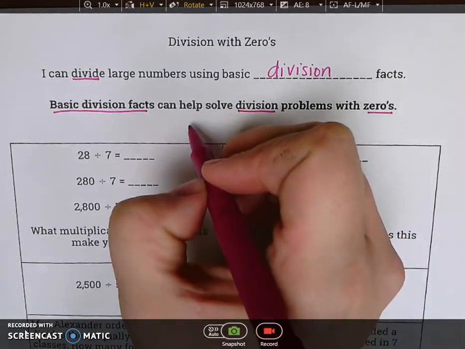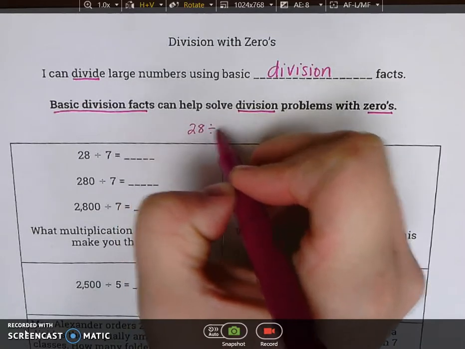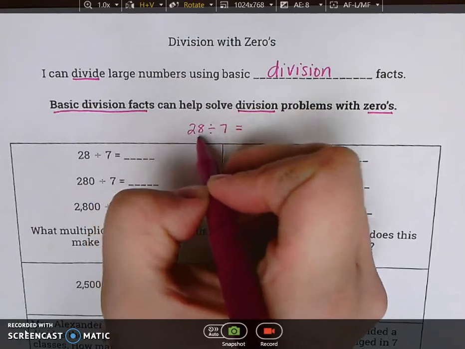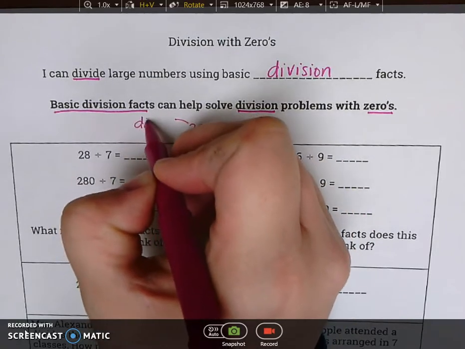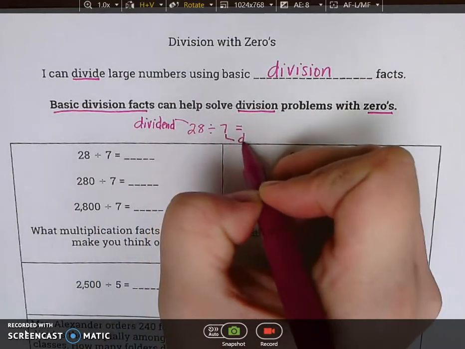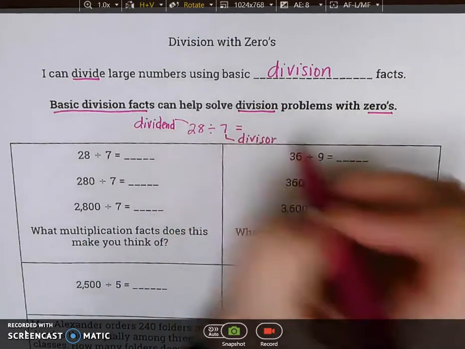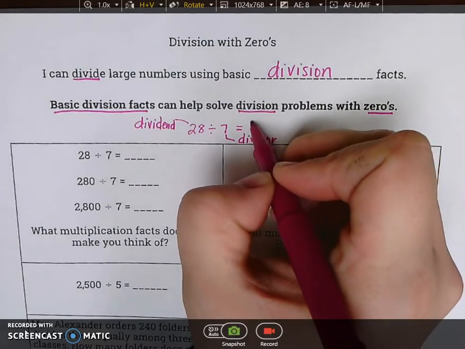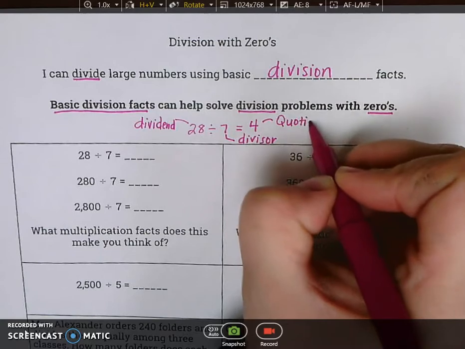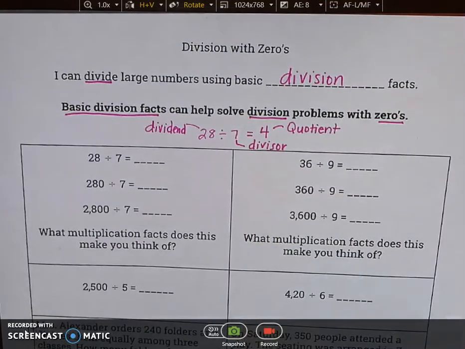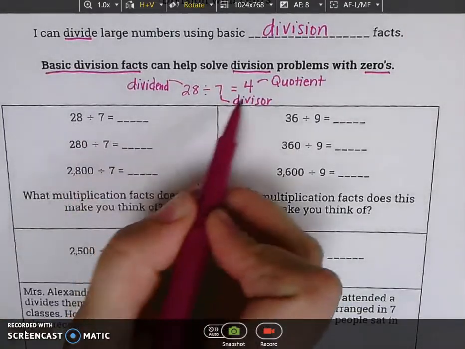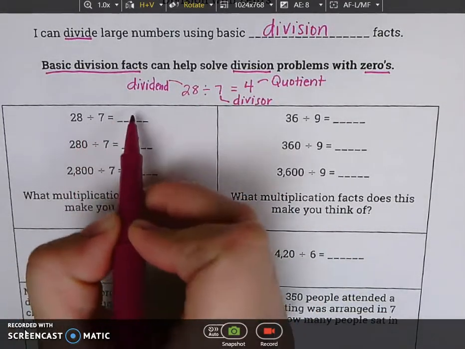So first I want to quickly go over some vocabulary for division. If I have this division problem, it's always our first number. We would call that the dividend. The second one is the divisor. This is the number we divide by. And the answer, which in this case would be 4, is called the quotient. So those are the math terms for all the parts of a division problem. So if we look at our first one, so we just talked about that one, 28 divided by 7 is 4.